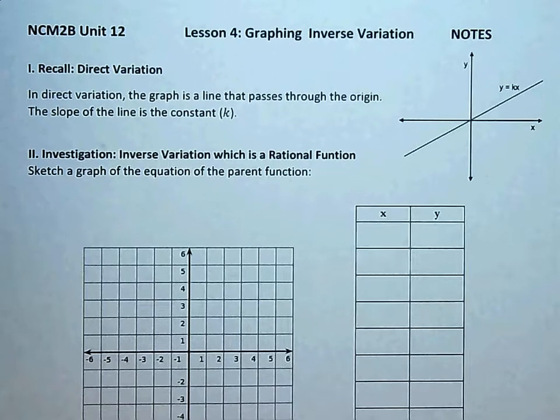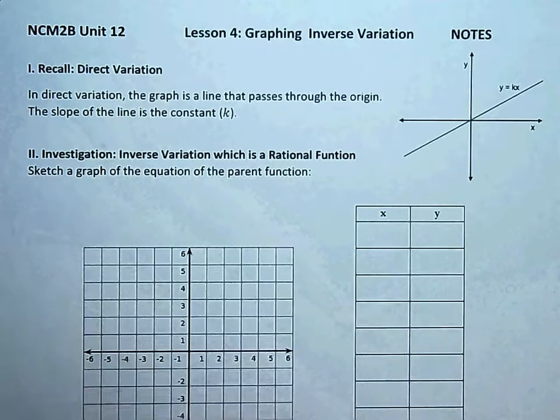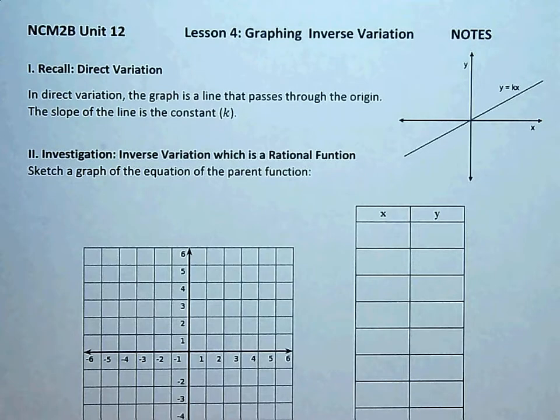When we look here, it says recall, direct variation. What is that graph? What did we say it was? We looked at it. It looks like a what? It's right there on your paper, guys. All you do is read.